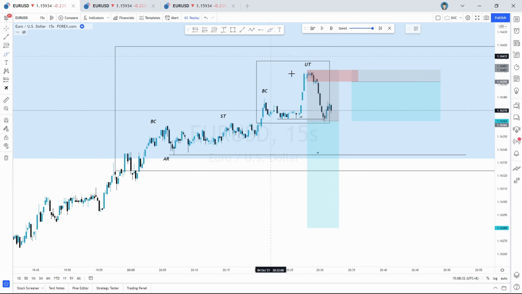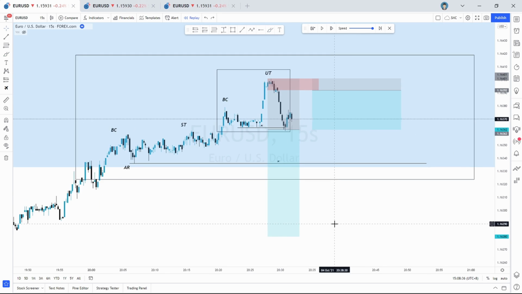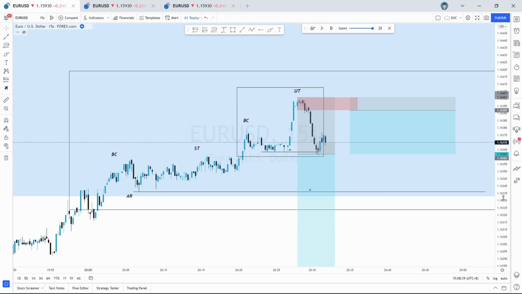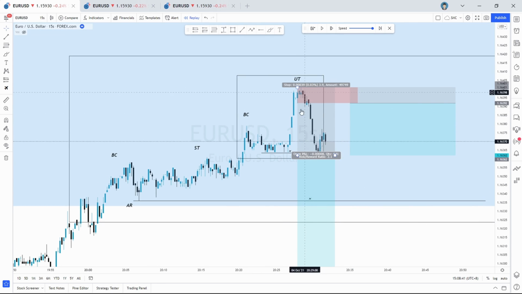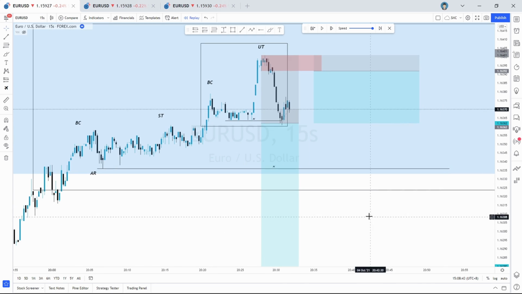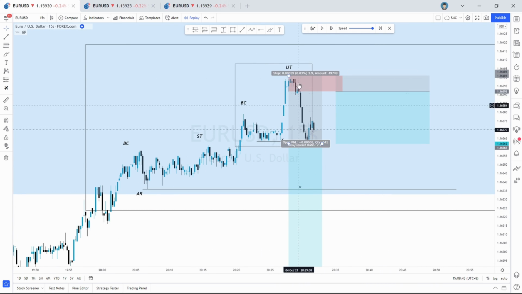That's a 3.9 pip stop, so this is still a valid one. Unlike if you're in a 4R, let's say this is a 4R, then this could be maybe an 80 or 50 pip stop. So it doesn't really matter if you have this large zone, because we're in the 15 seconds.